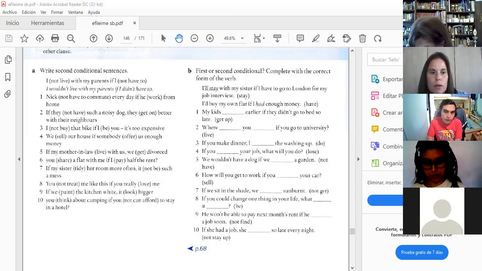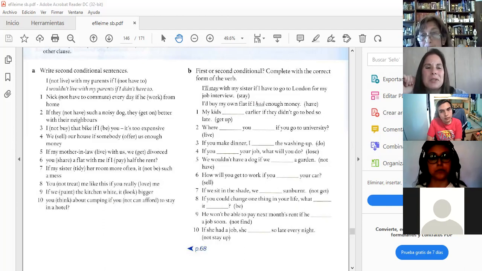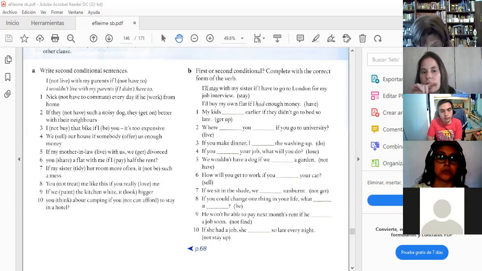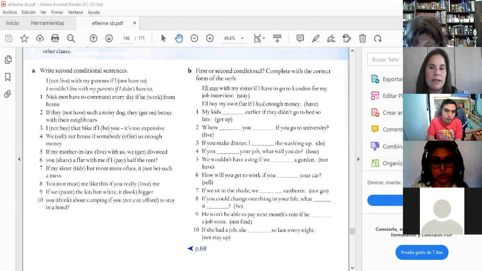Would you think about camping if you cannot afford to stay in a hotel? There is something wrong in the second part, Marta. What is the past? How do you say the can in the past there? You said if you cannot afford to stay in a hotel, right? And if instead of can, what do you have to put there? I don't know. Couldn't. Could not. Couldn't.